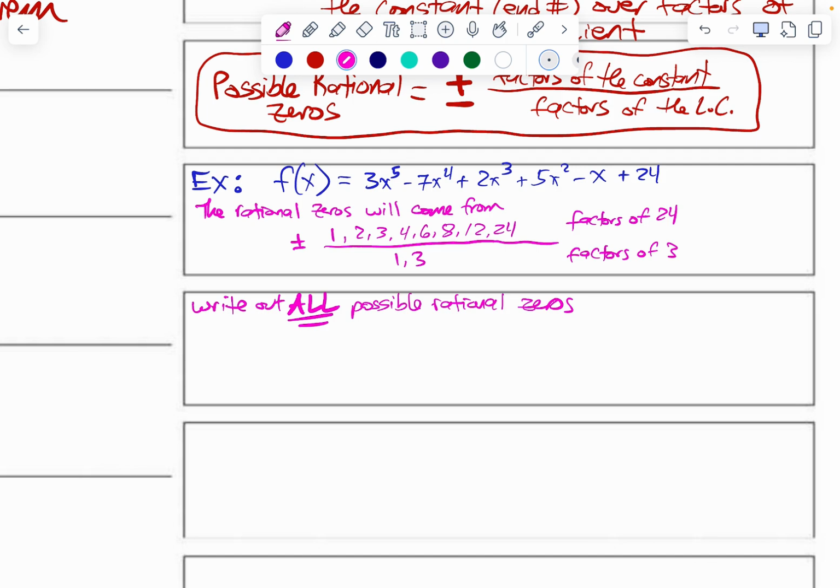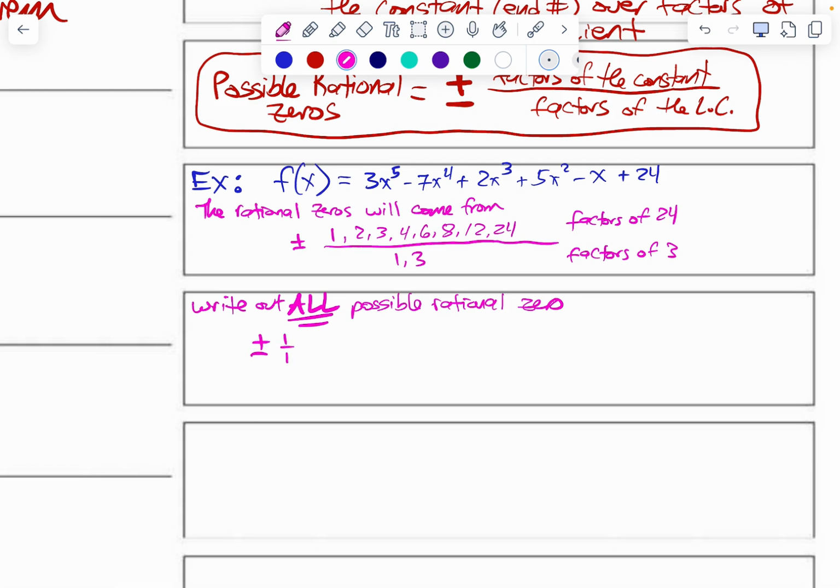4 over 1, 4 over 3. 6 over 1, 6 over 3. 6 over 3 is 2. We already did 2 over 1. Okay? 8 over 1, 8 over 3. 12 over 1, 12 over 3. Wait, 12 over 3 is 4. We already did 4. So there's going to be some overlap that you don't have to do twice. But that's going to create our list. So let's start writing our list. Okay? And don't forget that this is always positive and negative.